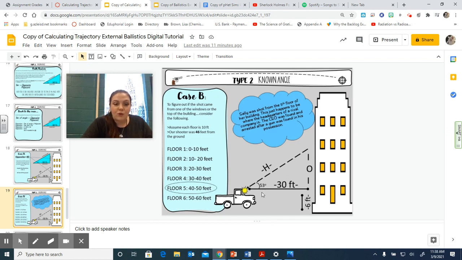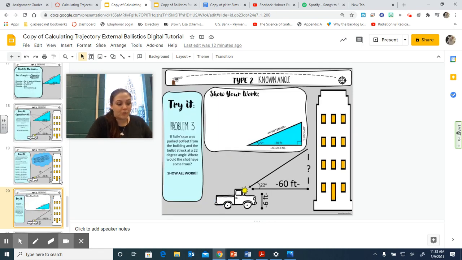So usually you're going to have the angle because of the shape of the bullet hole. And then you're going to know how far they were away because you have your victim laying there. So you know how far away they were from where you think the possible shooter came from: a car, a building, a house, something like that. And now you just do the same kind of problem.